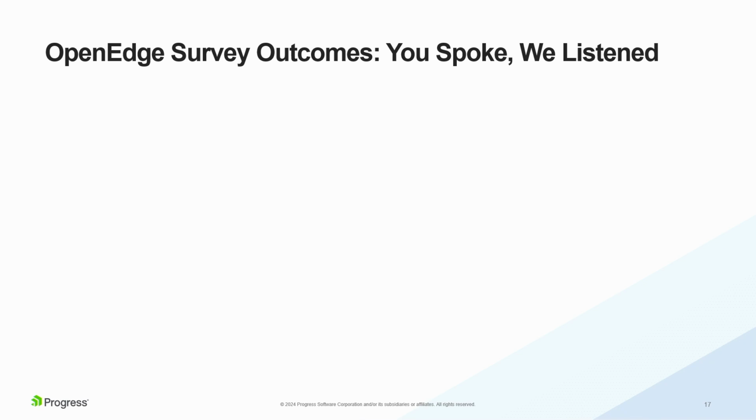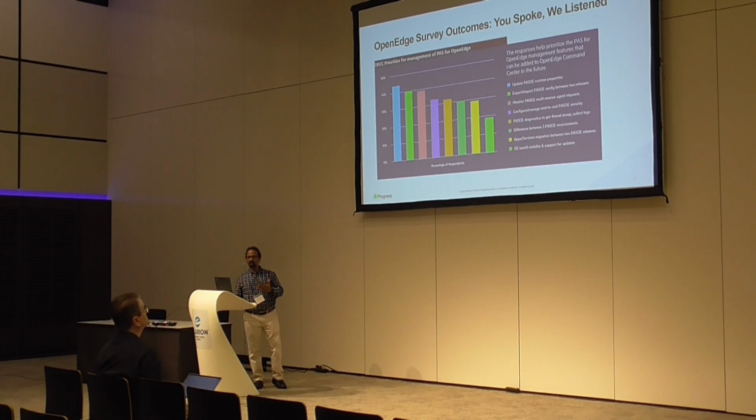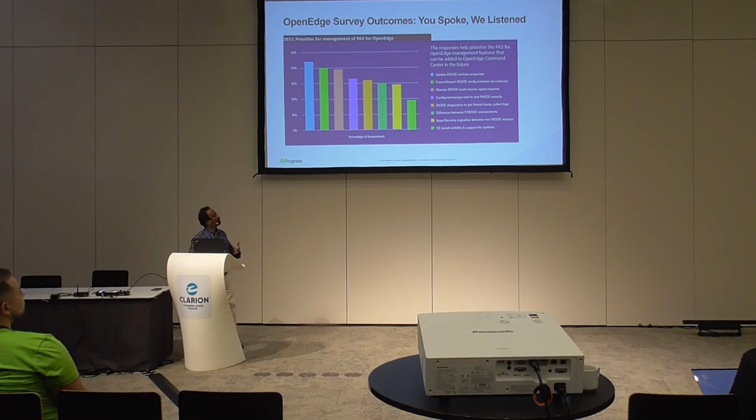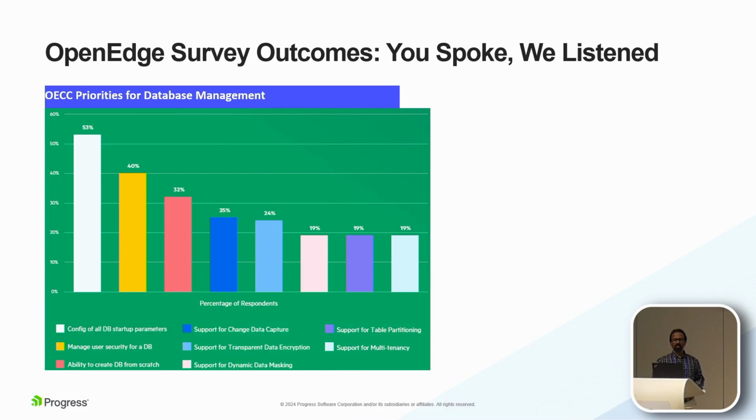So beyond 1.3, what do we have? From the last 2 years of surveys, thank you so much for all the input that you provided. We have identified a list of items and prioritized them based on how you ranked. This is about PASOE related features, some of which our development teams are working on. And this is related to database management features.